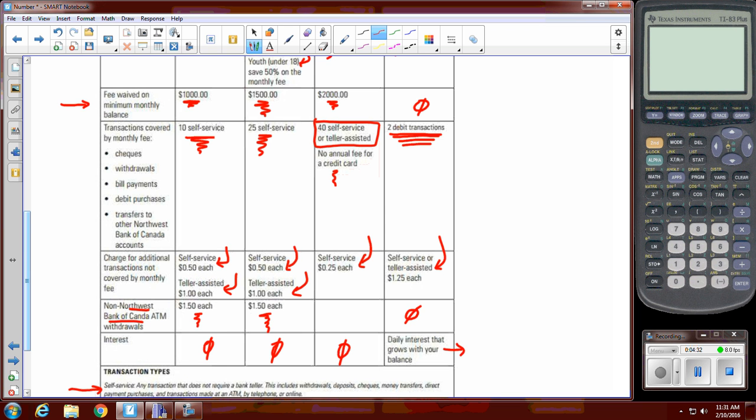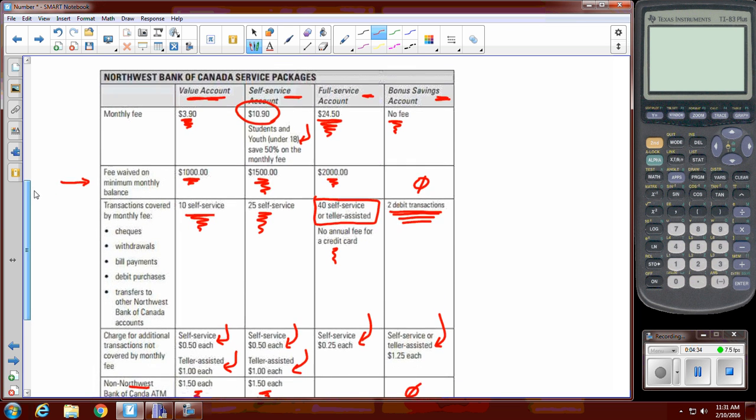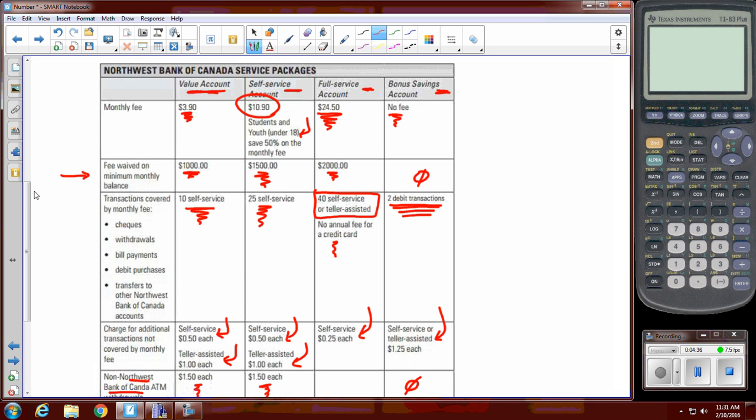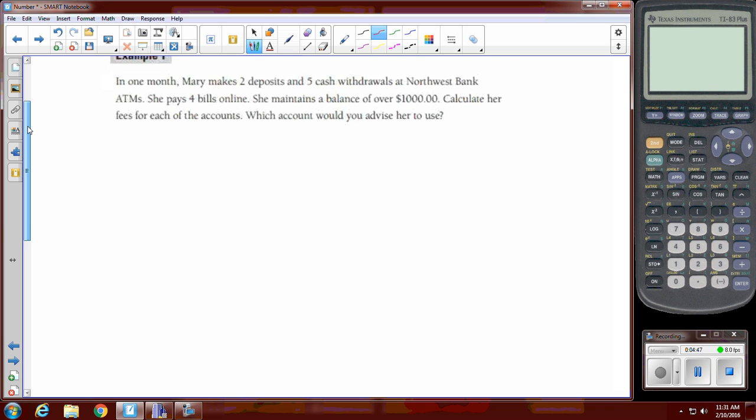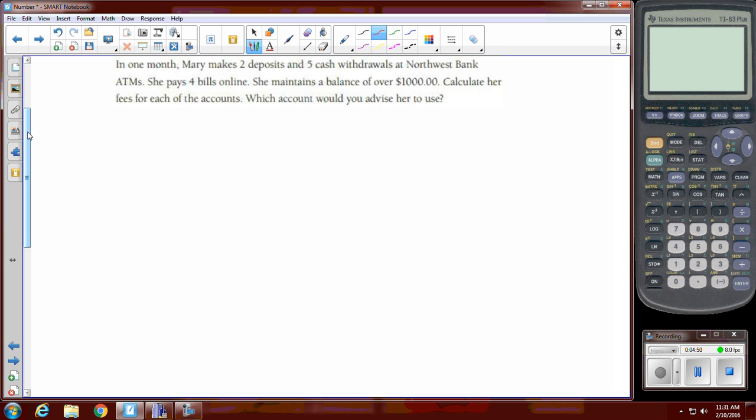So in our case with these fake bank accounts, this is what we're talking about. We have these 4, and we're going to be using this information throughout this unit of this fake bank and these 4 fictitious bank accounts. So we're going to have to use that table to answer this next question. Saying in one month, Mary makes 2 deposits, 5 cash withdrawals at Northwest Bank ATMs, and she pays 4 bills online. So if we think of these are all self-service things she's doing. She's not talking to a teller at all.